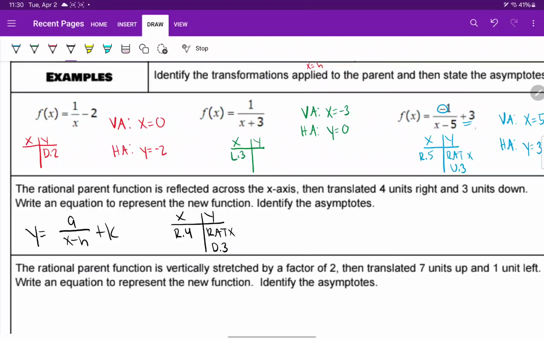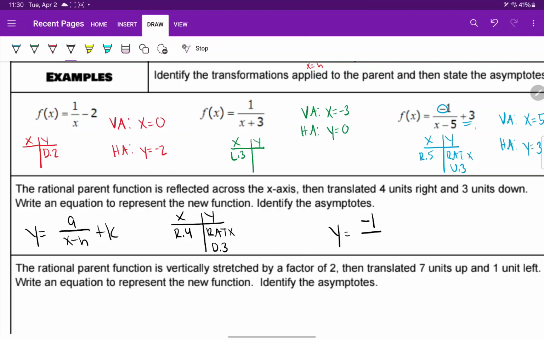Okay, so now we're going to apply these transformations to the equation. So first off, we don't have any vertical stretch or vertical compression. So a is going to stay 1. But the reflection across the x-axis makes the a value negative. So that 1 becomes negative 1.